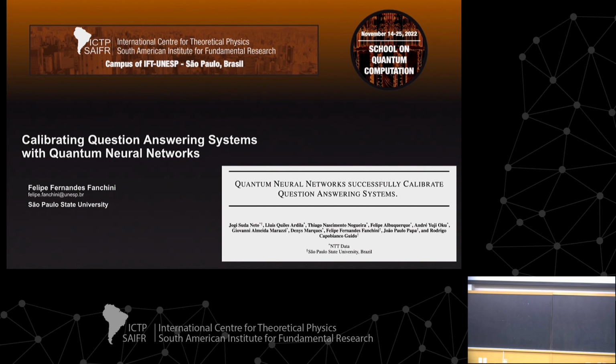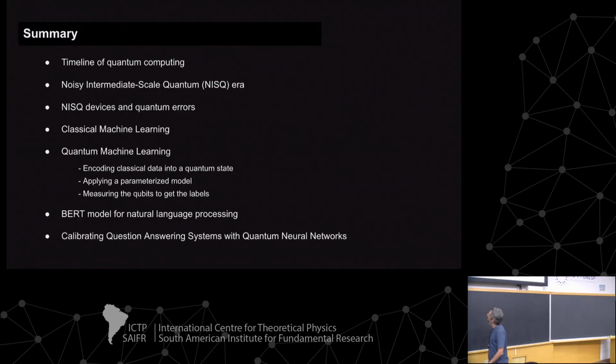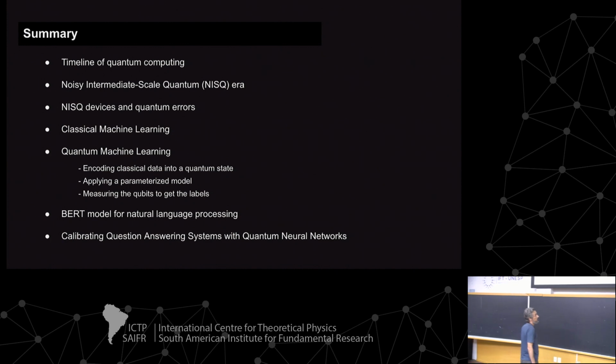Okay, so just to give a summary, I will talk a little bit about the timeline of quantum computing, just an introduction, and the noisy intermediate scale quantum devices, classical machine learning, quantum machine learning, and then more specifically BERT, a model for natural language processing, and how we use quantum machine learning to calibrate question answer systems. This will be the outline of our talk today.